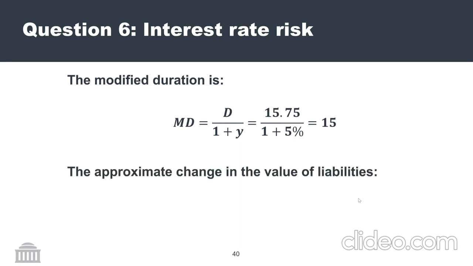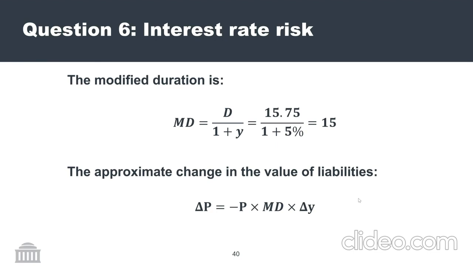Now, what we want to do right now is use this modified duration to approximate the change in value of our liabilities when the yield curve shifts. To be precise, technically speaking, when it's a parallel shift in the yield curve. The change in the value of our liabilities can be approximated using the following equation. So the change in value, this is delta P, would equal the original value of our liabilities times the modified duration times the change in the yield.